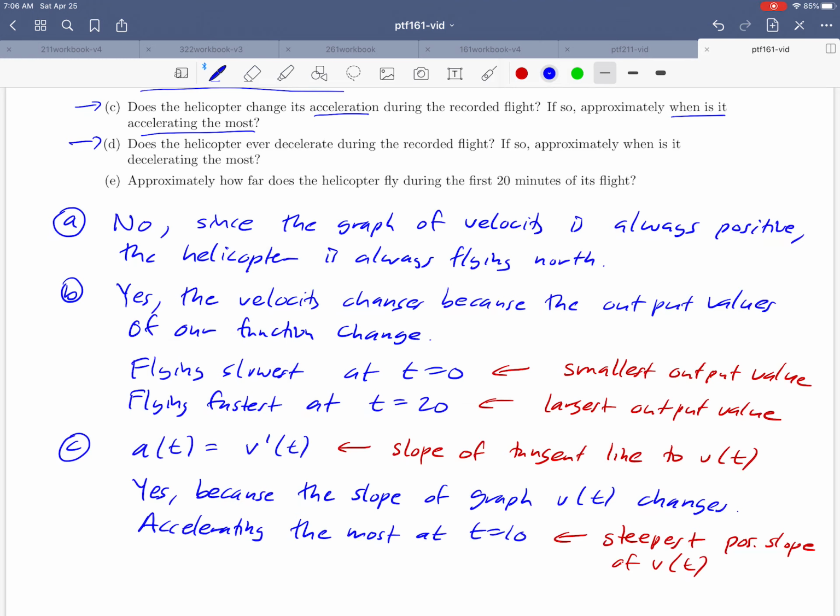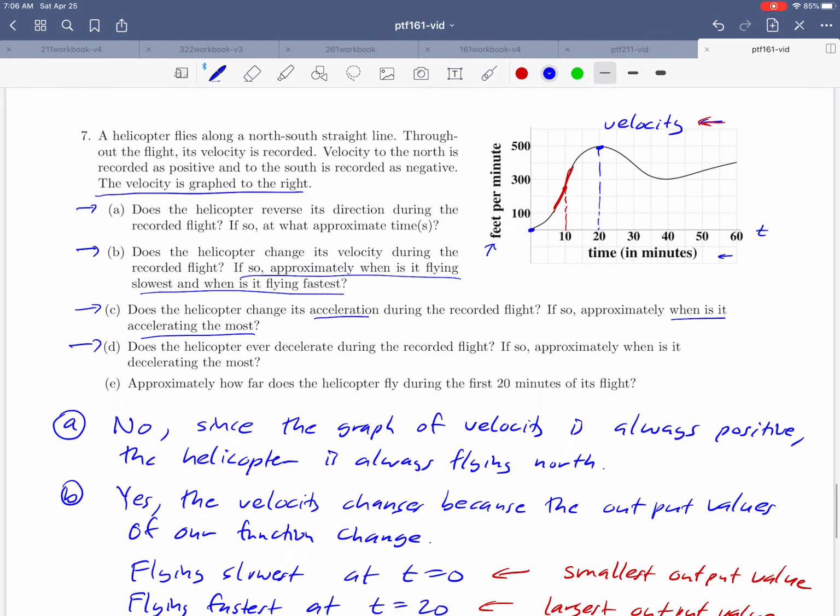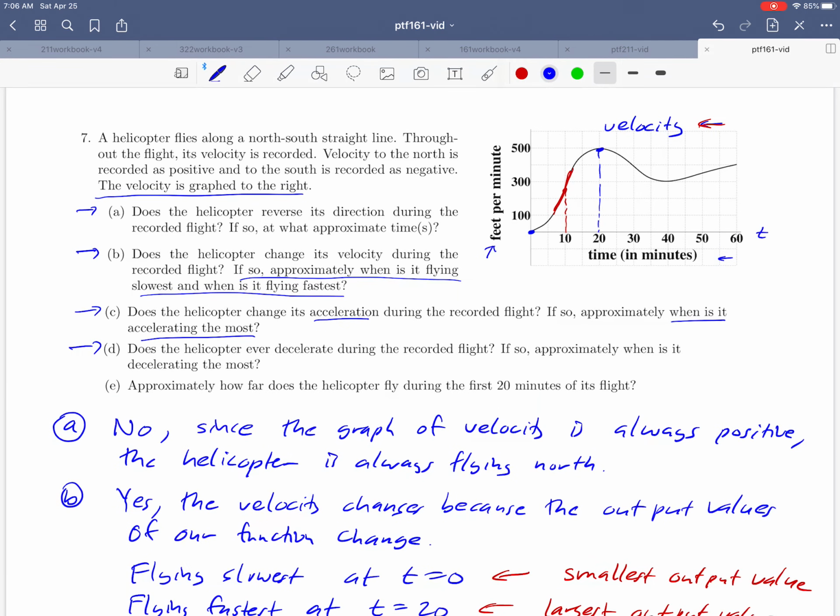Does the helicopter ever decelerate during the recorded flight? Okay, what would decelerate mean? Well, that would mean that we've got a negative acceleration in this particular problem. And so are there places where the slope of the tangent line is negative? Okay, I think you'll agree that there are some places where the slope is negative, so the answer to that part of the question is yes.